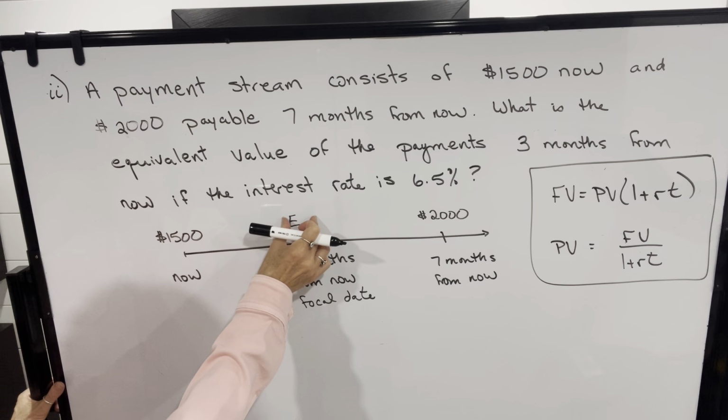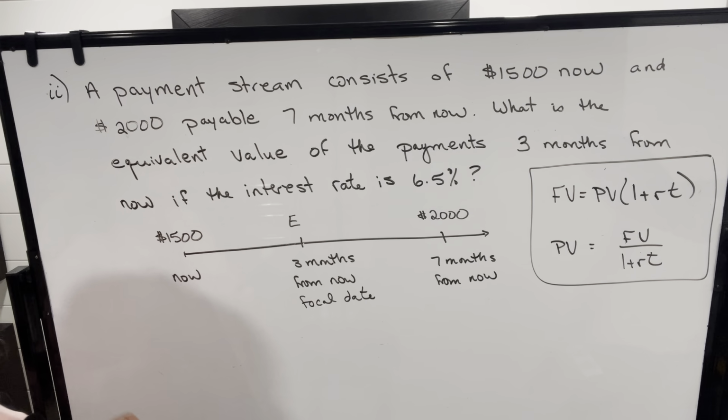So this payment E has to be equivalent to these 2 other payments added up. However, they have different time factors, so we have to calculate their amounts separately.